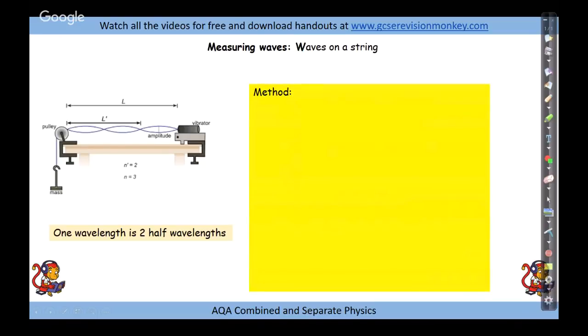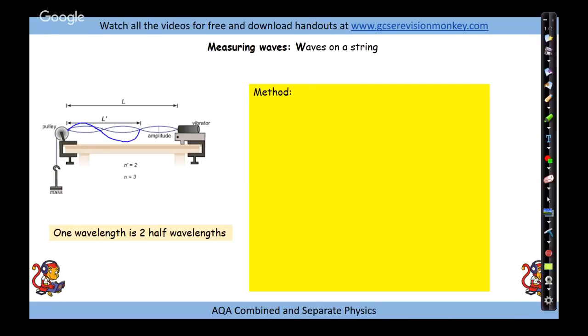Okay, so waves on a string then. So here we've got a vibration generator. Now we've got our piece of string there, and you can see that the piece of string is in two positions here, in the up and the down position. Well, it's important for you to know that one wavelength is made up of two half wavelengths. And that might sound really obvious, but one wavelength has to include an up part and a down part.